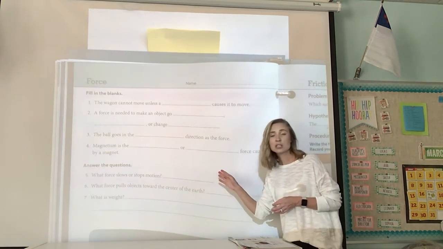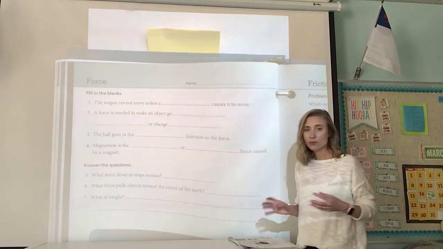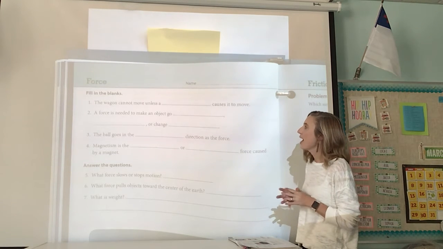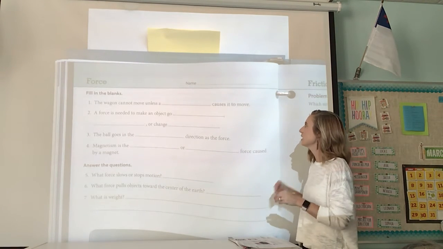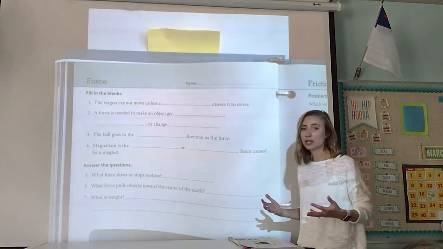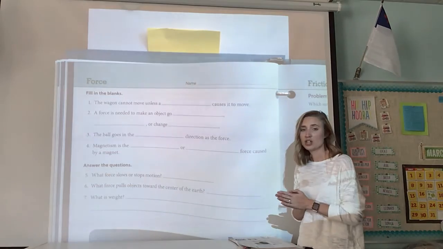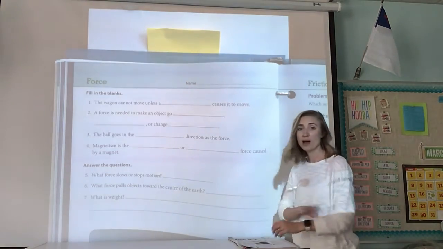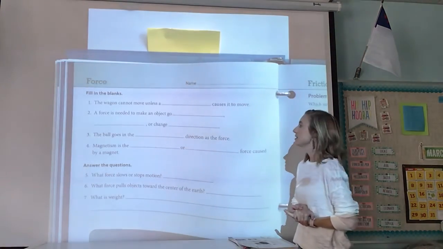So I just wanna read through these quickly so that you have a better idea of what the questions wanna know. The first one says, a wagon cannot move unless a blank causes it to move. You don't need to think necessarily about a wagon, just think about an object. What's that word that we started with in this chapter that needs to happen to an object to cause it to move?